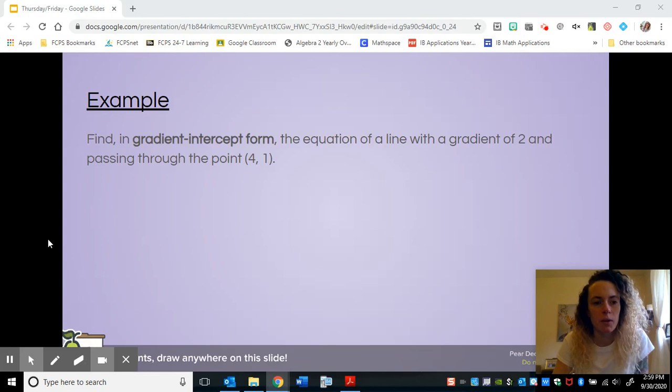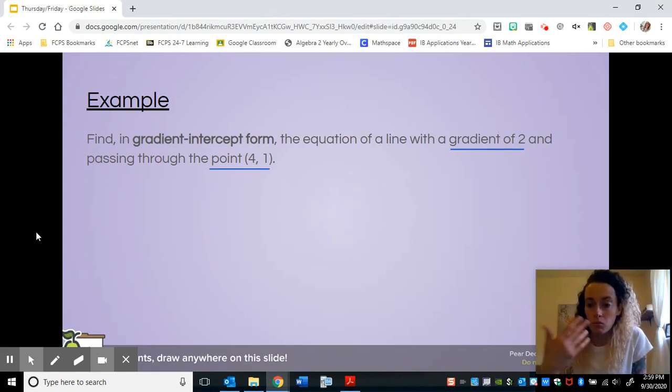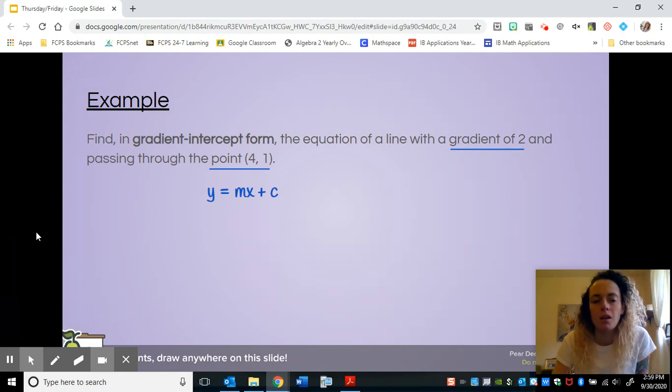All right, so our first example, we are finding, in gradient-intercept form, the equation of a line with a gradient of 2 that passes through the point (4, 1). Two key things jump out at me: I have a gradient of 2, and it passes through the point (4, 1). Just to remind myself, gradient-intercept form is y equals mx plus c. So I already know my m because I have the gradient of 2. And the question is, what's going to be that c value?